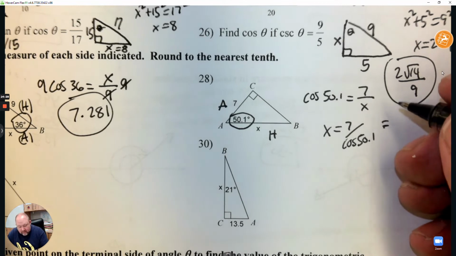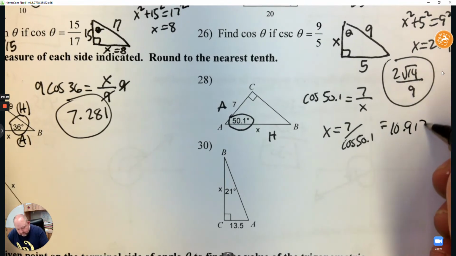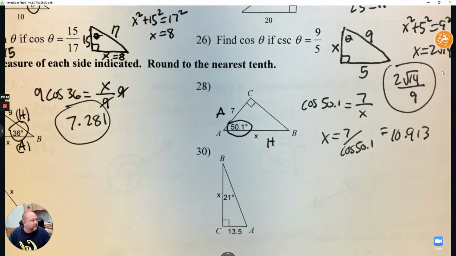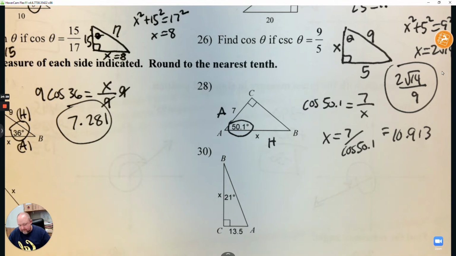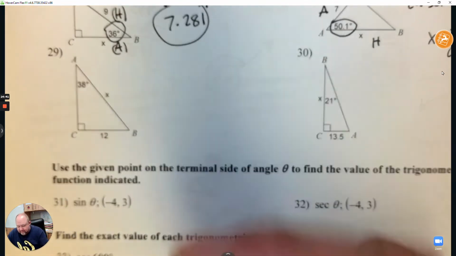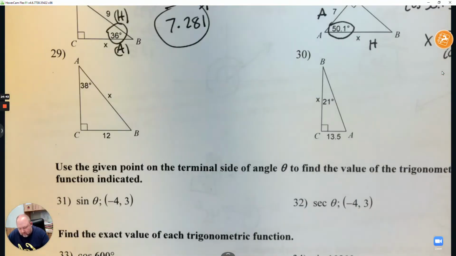That's 10.913. Or 10.9. Number 29. We're finding missing sides again. You know what I'm going to do?